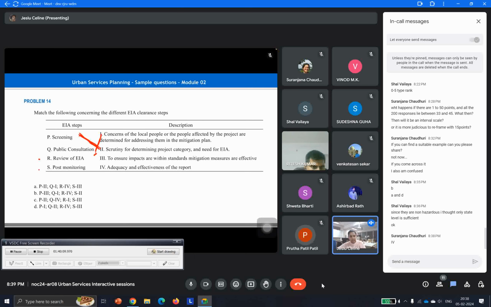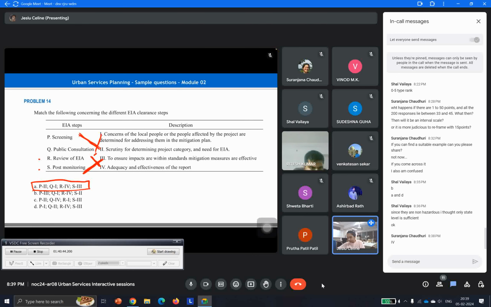If we can answer that, then we'll again get back. The fourth one is for review of EIA, adequacy and effectiveness of the report. Is it? Yeah, okay. So R is 4. And then post monitoring, we have to ensure impacts are within the standards. Yes, ensure impacts are within the standards. So what option does that work out to? P is 2 and is it option A? Yeah, the answer was option A.